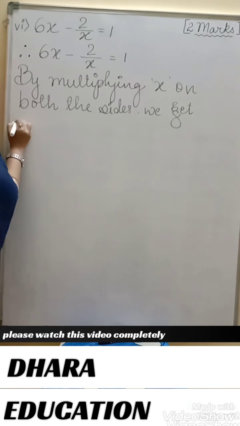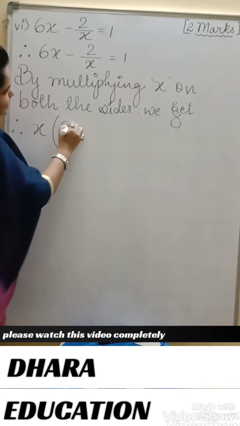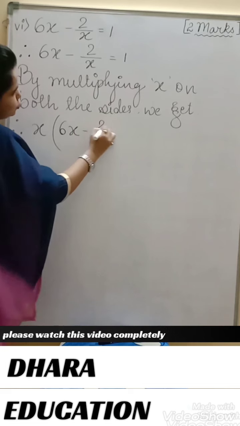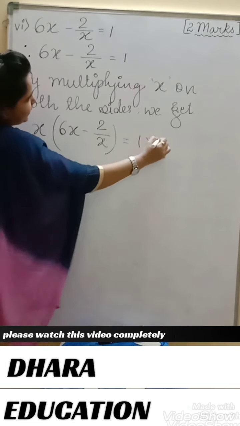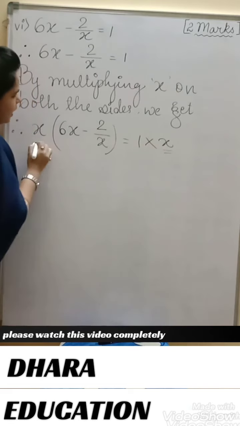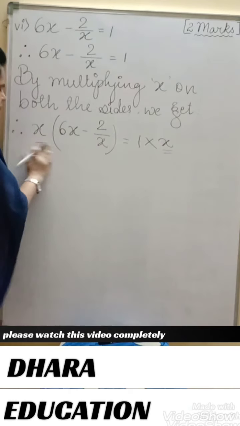So first of all, this step you will never find in any of the digests or any other materials. Okay. So here I am going to expand the things, one step expansion. x multiplied by (6x minus 2 upon x) is equal to 1 multiplied by x. I have multiplied x on both the sides, left hand side and right hand side.